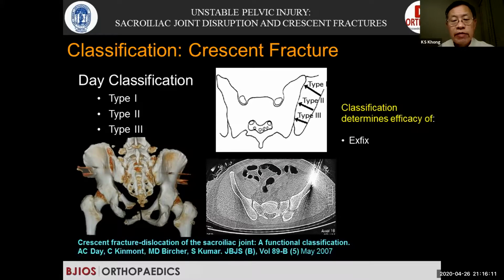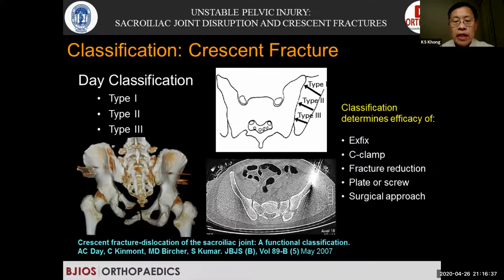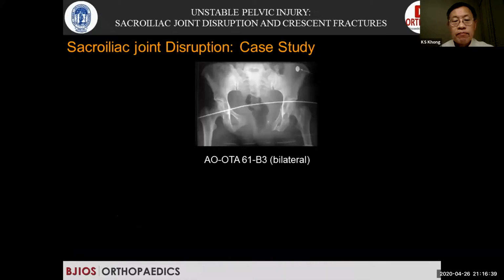One is the use of external fixator, and certain fractures cannot be held or reduced by external fixator. If you're still using the C-clamp, the C-clamp actually goes right in here, and if you have a crescent fracture, your pin of your C-clamp will go right through to the sacrum. Fracture reduction, again, as I mentioned, is not easy. You almost have to have a direct fracture reduction. And you can do that with either plate or screw. And the surgical approaches I will go through in a while.